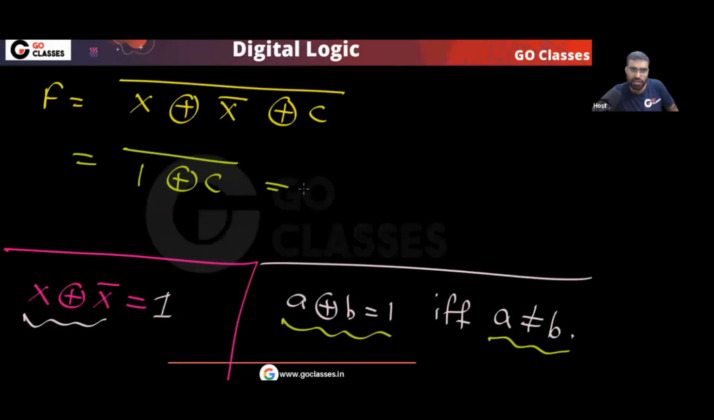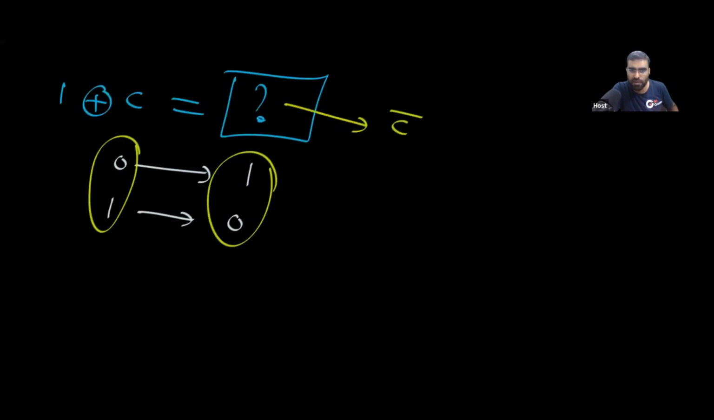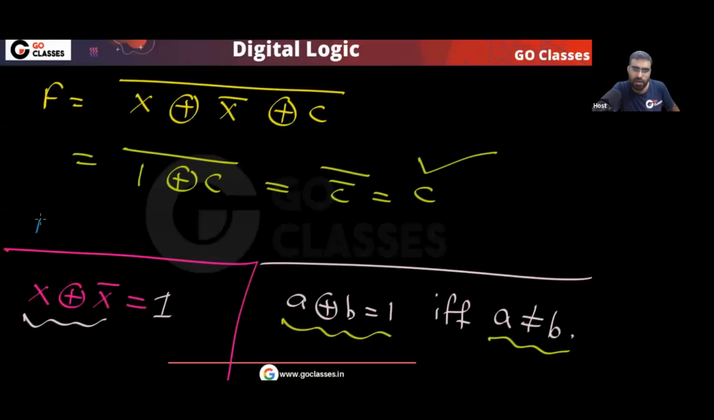So finally, what I can say? I can say this will be C bar whole bar. That will be same as C. So remember, your F is equal to C. Yes or no? That's it. So F will be 1 when C will be 1. Agree, yes or no? So very simple. F is equal to C. This is the point.